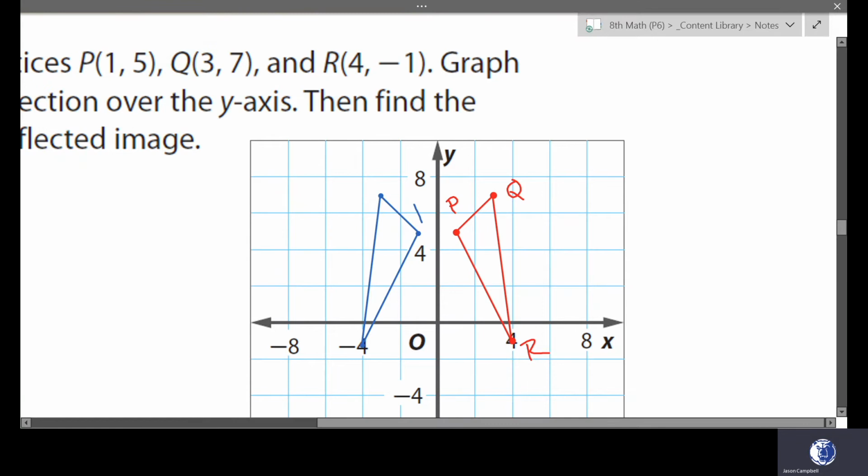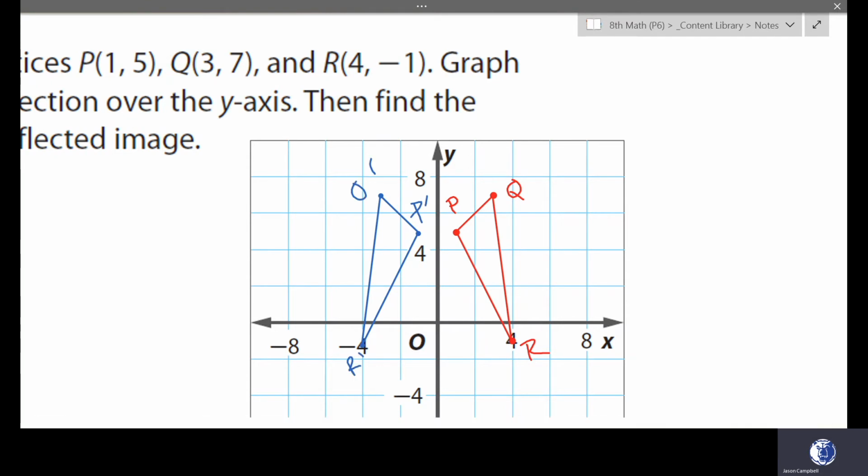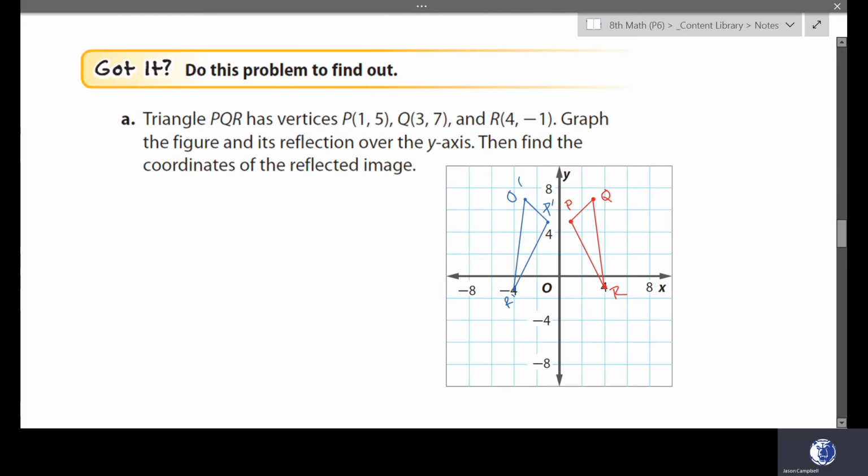So this is going to be P prime, Q prime, and R prime. And now all we have to do is list the coordinates. So P prime is at (-1, 5). Q prime is located at (-3, 7). And R prime is located at (-4, -1).